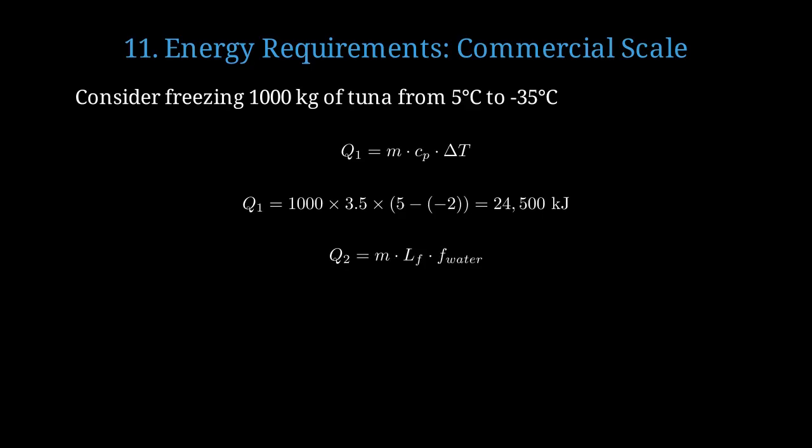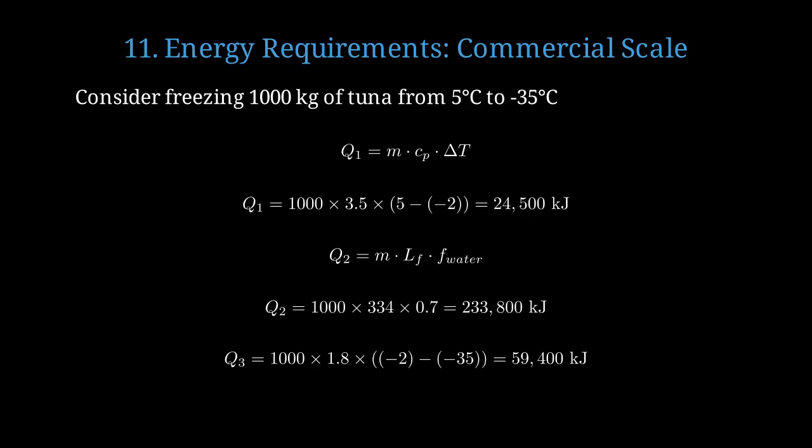Next, latent heat for phase change. Q2 equals mass times latent heat times water fraction. For 70% water content, 1,000 times 334 times 0.7 equals 233,800 kilojoules. Finally, cooling from minus 2 to minus 35: 1,000 times 1.8 times 33 equals 59,400 kilojoules.